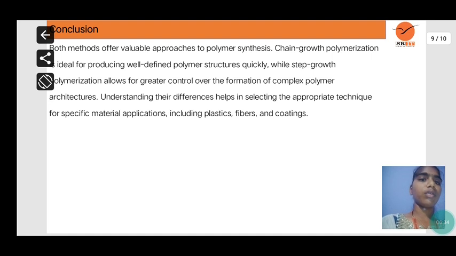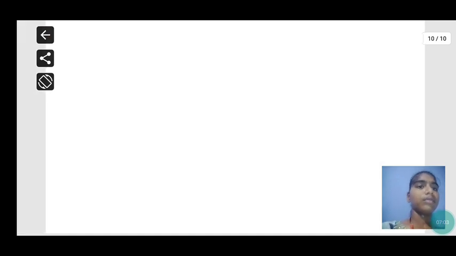Conclusion. Both methods offer valuable approaches to polymer synthesis. Chain growth polymerization is ideal for producing well-defined polymer structures quickly, while step growth polymerization allows for greater control over the formation of complex polymer architectures. Understanding their differences helps in selecting the appropriate technique for specific material applications, including plastics, fibers, and coatings.